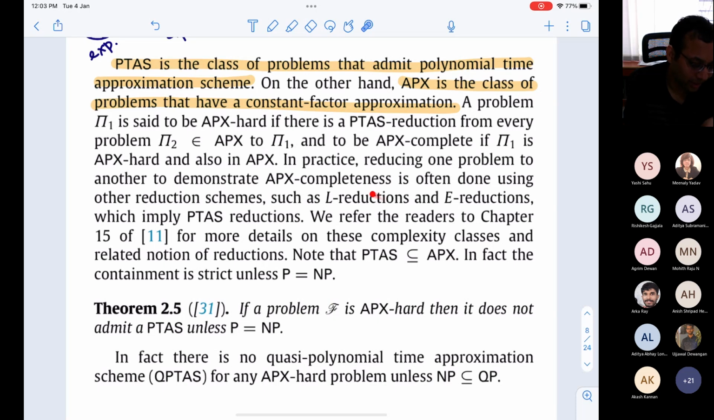Other things is L-reduction and other kinds of reduction we will come across later in the course. But this too will be an interesting fact to remember, that if the problem is APX-hard, it has no PTAS. Even if it has a PTAS, then it is implying that the problem is not APX-hard.